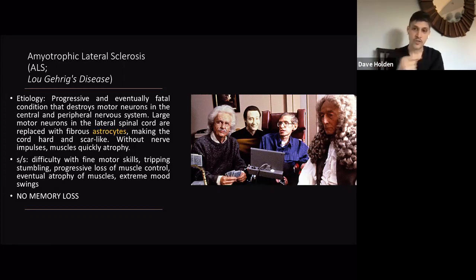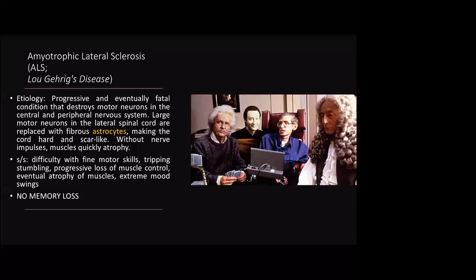This is why I stuck that extra bullet point on this slide, just to point out there is no memory loss here. So effectively in end stage ALS, you will end up with what is effectively a locked-in syndrome. Are you guys familiar with locked-in? No. No, okay.